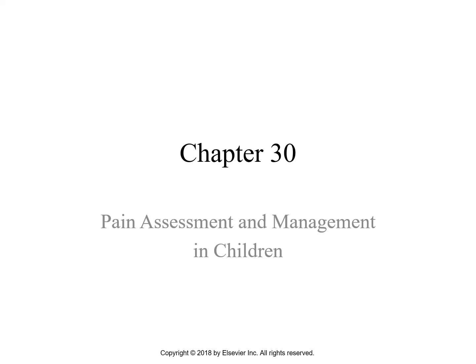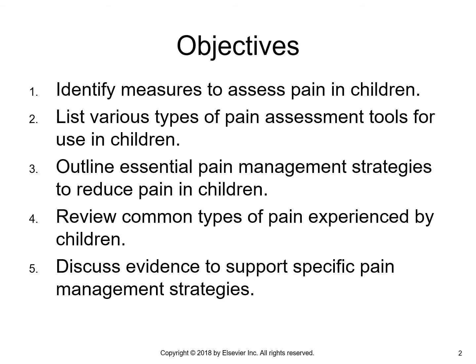This is Chapter 30, Pain Assessment and Management in Children. Your objectives for this chapter are to identify measures to assess pain in children, list various types of pain assessment tools for use in children, outline essential pain management strategies to reduce pain in children, review common types of pain experienced by children, and discuss evidence to support specific pain management strategies.